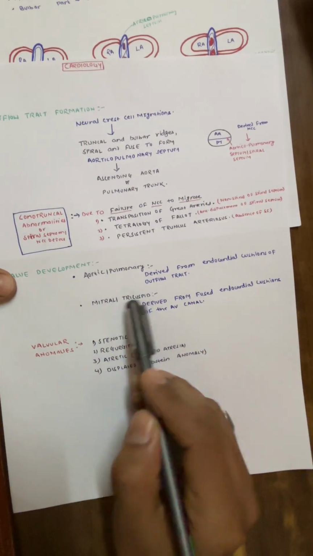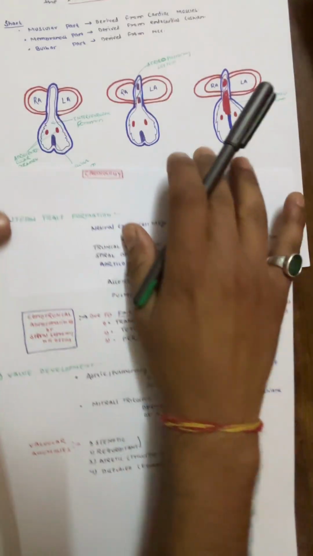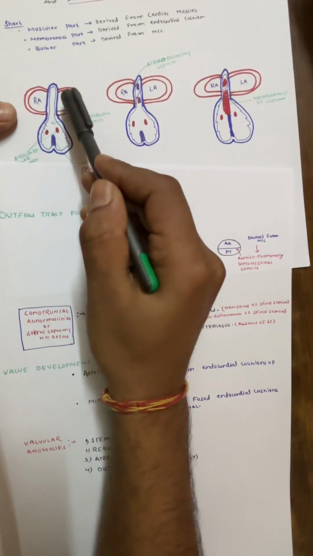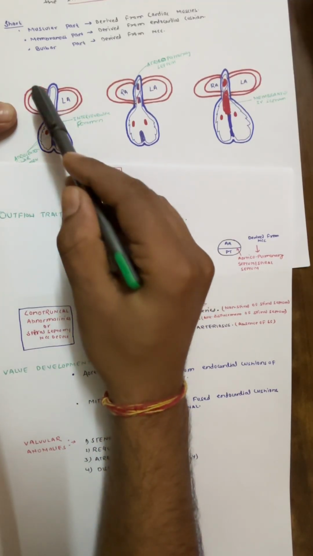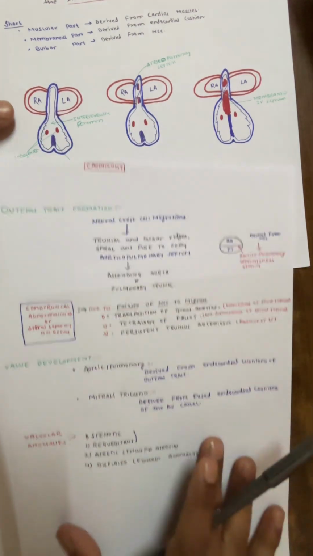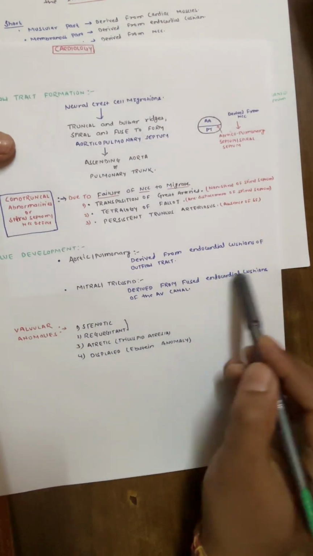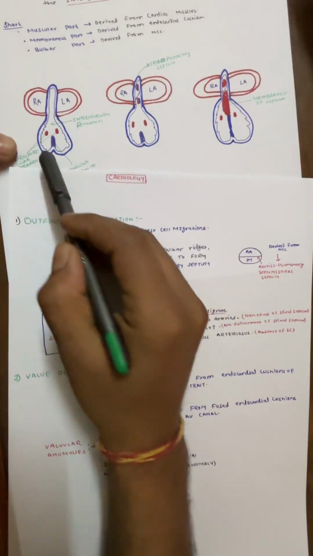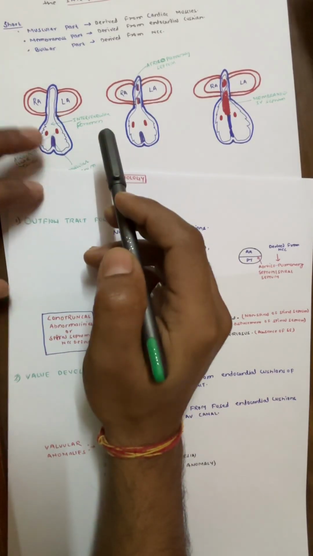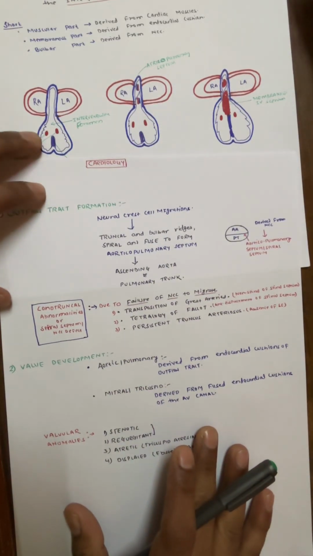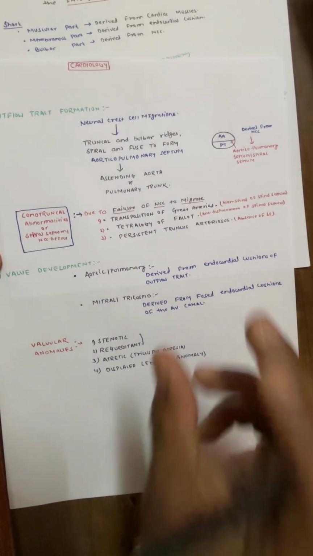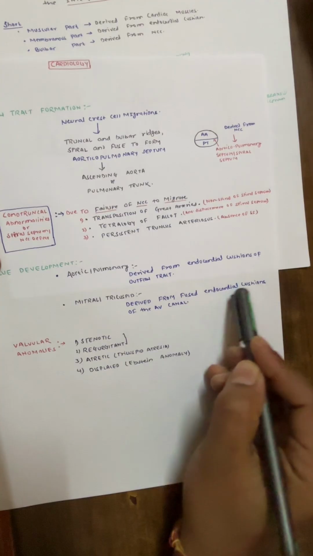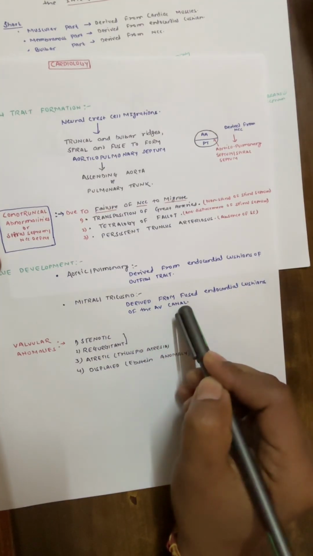Now talking about the mitral and tricuspid valves. The mitral valve lies between the left atrium and left ventricle, and the tricuspid between the right atrium and right ventricle. These form from the atrioventricular canal. These two canals will form the mitral and tricuspid valves, derived from the fused endocardial cushion of the atrioventricular canal.